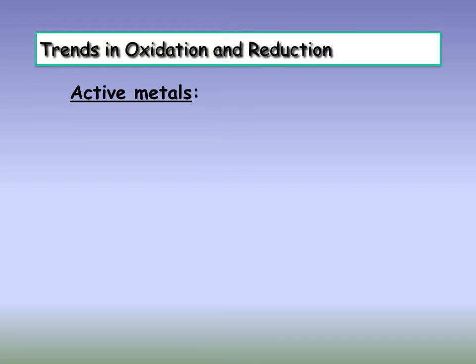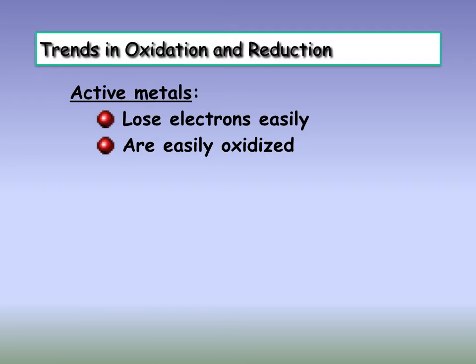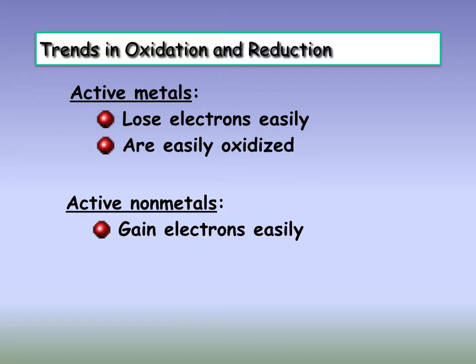There are some trends to note. Active metals, like in group 1, tend to lose electrons very easily, right? It kind of makes sense. There's one electron in its outer shell, so it's going to much more readily lose that electron. They are very easily oxidized. Active nonmetals tend to gain electrons easily, especially things in group 17. They are also easily reduced.